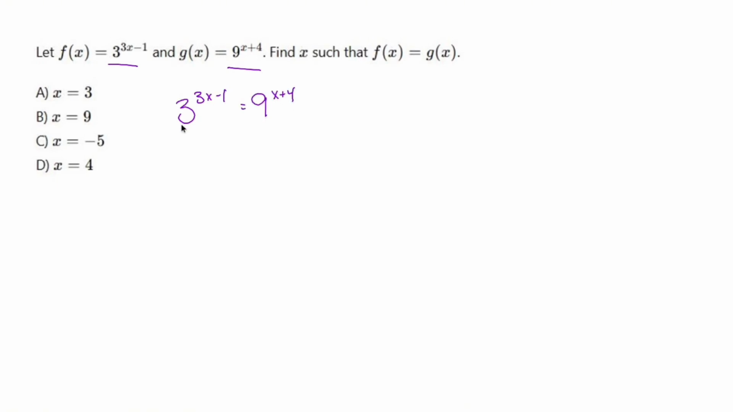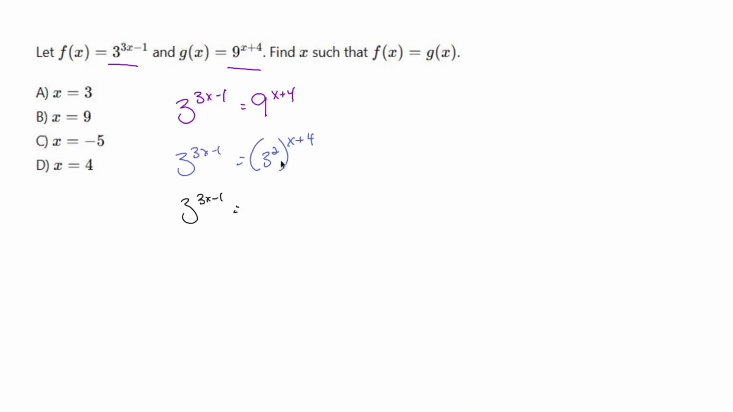Now, whenever you see a power equals a power, you really want to see if there's a way you can make the bases the same. And you can with this one. 3 you can't do much with, you're done. But 9, I can write that out as 3 squared. So I have 3 squared to the x plus 4. Again, on the left, not much you can do.